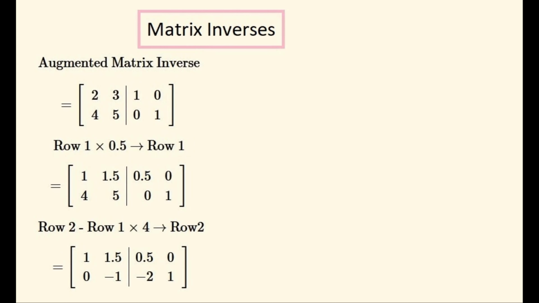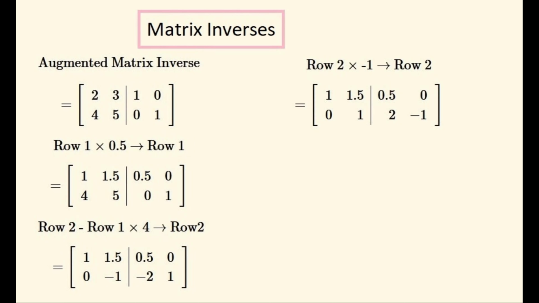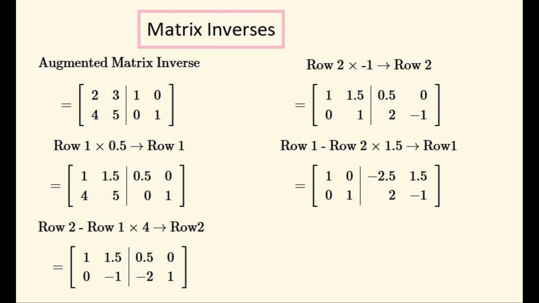Next we'll perform a row add to make a leading one in the first column, which is a pivot column. Then we'll do another row multiplication operation on the second row. And finally we'll do the next row operation so as to give us the identity matrix. The inverse is then in the right-hand side of this matrix.